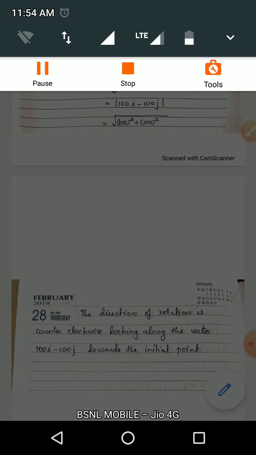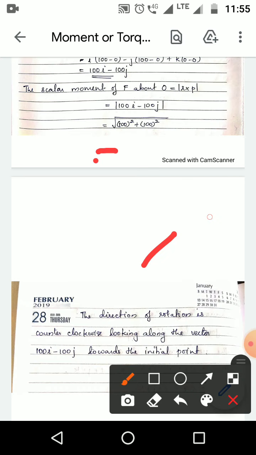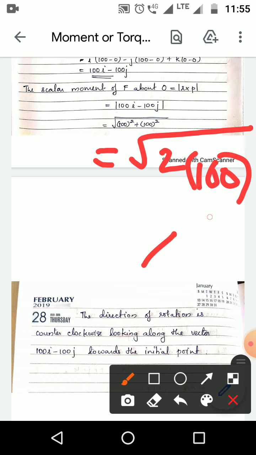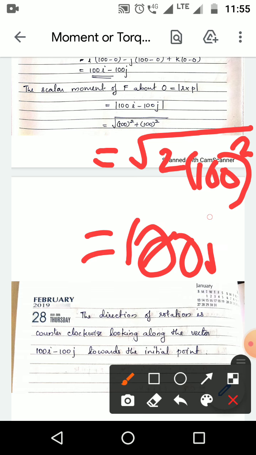So this is equal to the root of 2 times 100 square, that is equal to 100 root 2 Newton meter. So this is what you get. The answer will be 100 root 2 Newton meter.